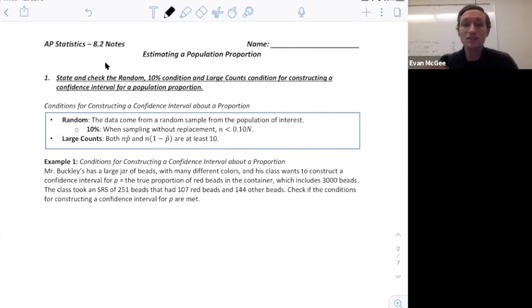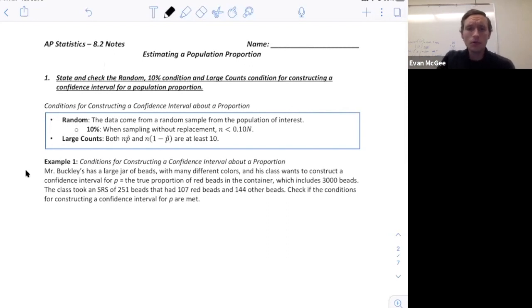The first objective is, can you state and check the conditions that are necessary for constructing a confidence interval? So as we just saw, the three conditions are: was the sample random, is the 10% condition met, and is the large counts condition met?